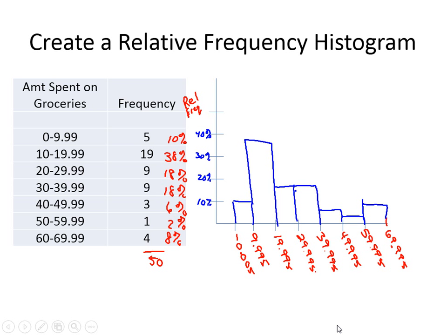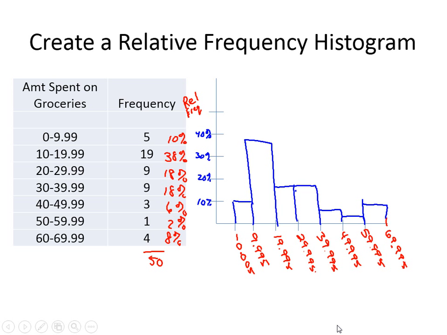So it should have looked something like that. Now, the shape is going to be the exact same shape we did when we did the frequency distribution. So it just changes the vertical scale, that is the only thing that would have changed. Honestly, if we would have been counting on this one, we would have counted it if it was doing the frequency.